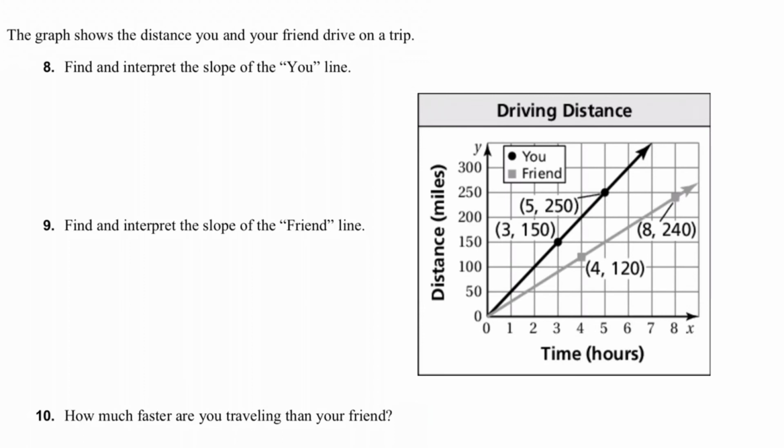For number 9, you're finding and interpreting the slope of the friend line in the same way that you did the U line. And for number 10, how much faster are you traveling than your friend? Well, if you look at the slope of the U line and the friend line, that should be a pretty easy question to answer. You got these.